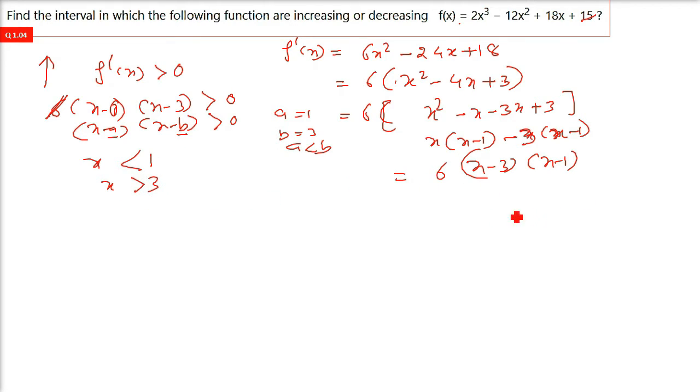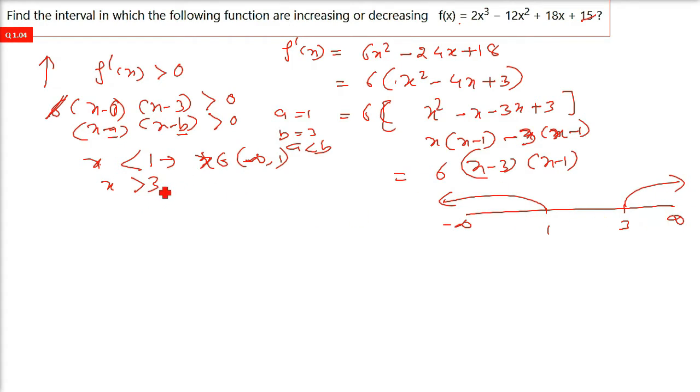Now coming to the number line here. So we have less than 1 and greater than 3. So this is 1, this is 3. And less than 1 means anything from 1 till negative infinity. This will tell you x belongs to negative infinity till 1. The next one is anything which is greater than 3, 3 to infinity. That is x greater than 3. x belongs to 3 to infinity.